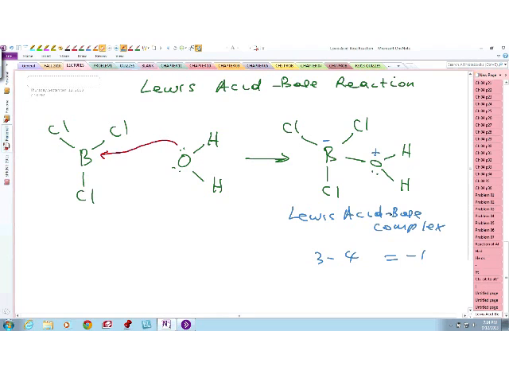Now, this type of reaction will take place with any molecule that has a non-bonding pair of electrons, with any Lewis acid. Okay. Another Lewis acid-base reaction. Supposing we have this.